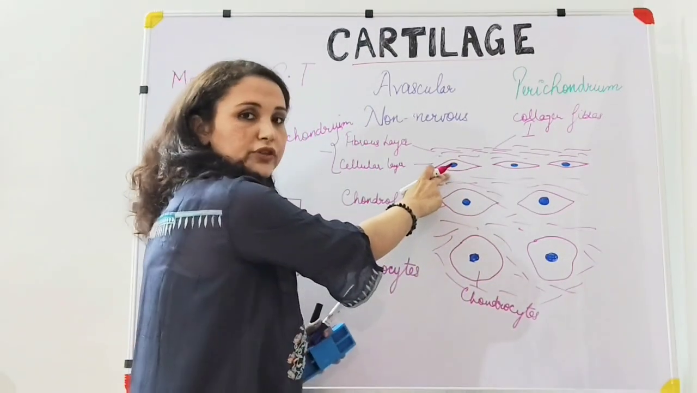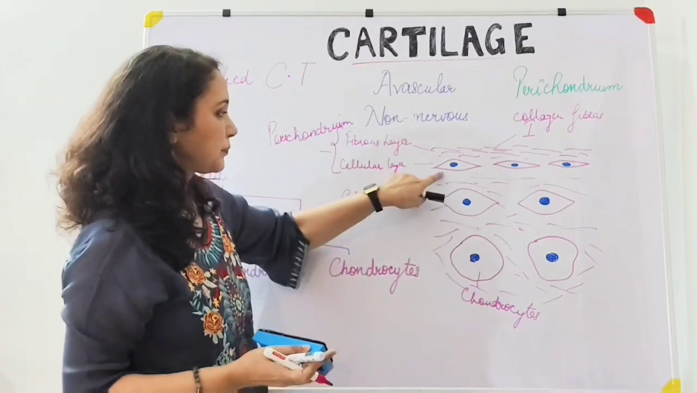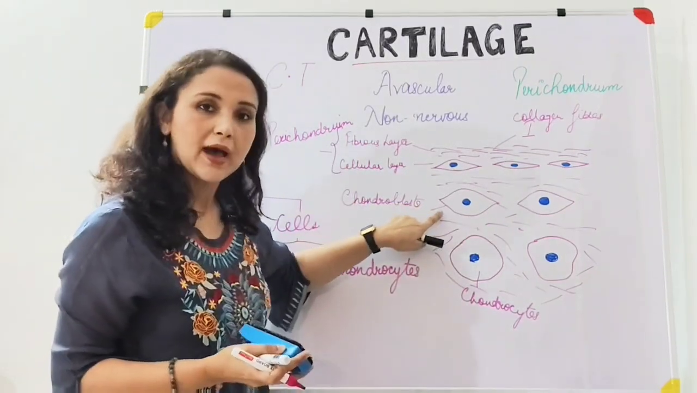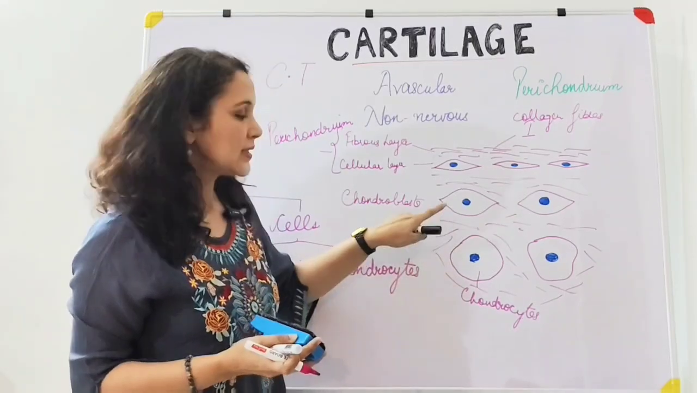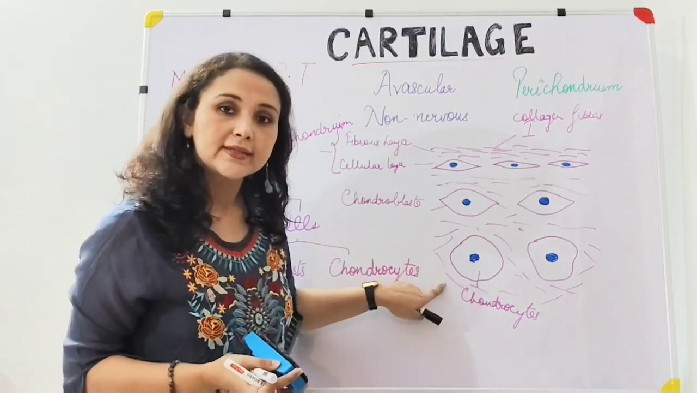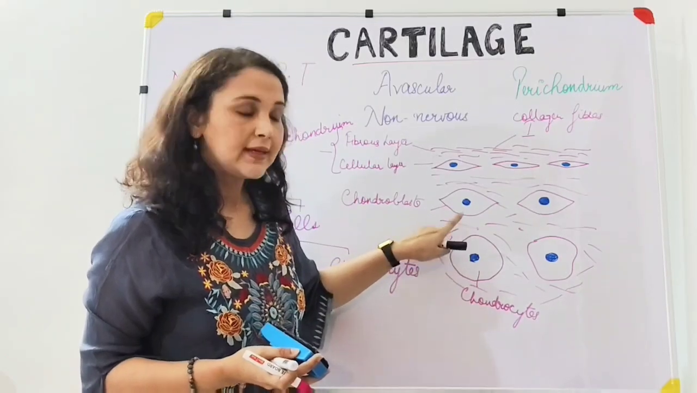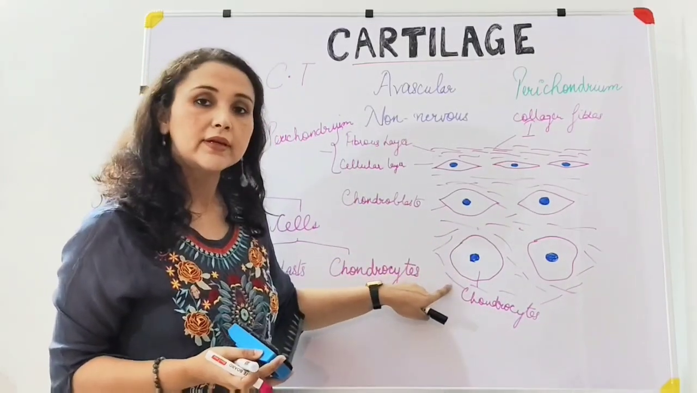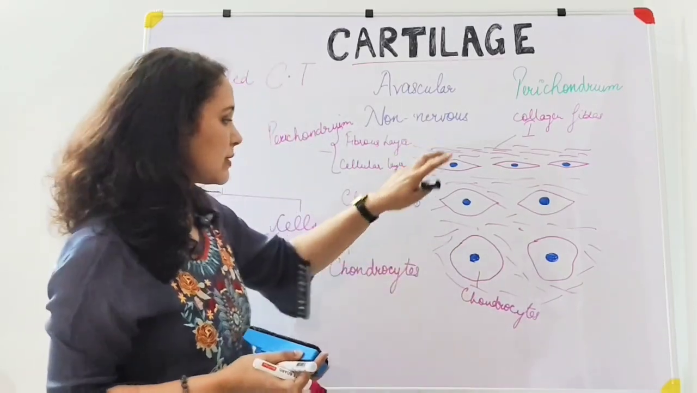Then we have the chondrogenic cells in the perichondrium, and then the chondroblasts, which can also divide mitotically to form more cartilage, and then the chondrocytes. When the chondroblasts lose the power to divide, they get embedded in the matrix and we then call them chondrocytes. So this is about the cartilage.